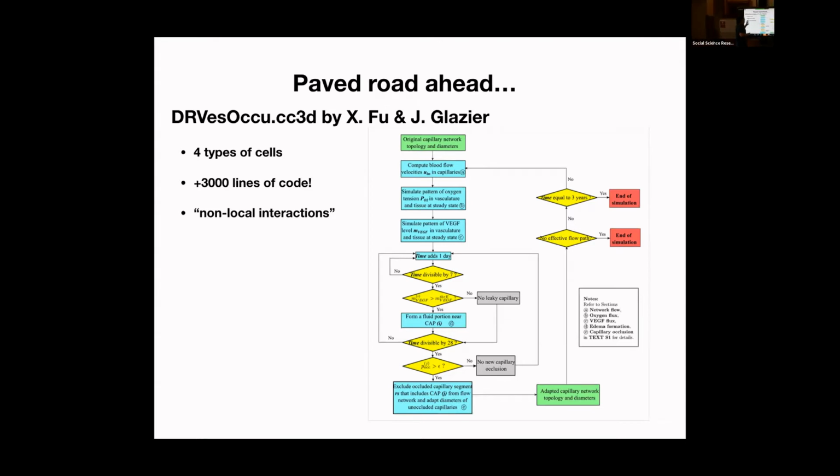But well, this is a workflow of the code, and basically what it does is generate the network, the nodes, the boundary condition. You input that to the code, so you have that in the code. From there, you compute the blood flow, and you go in this direction, simulate the pattern of oxygen tension. You simulate the pattern of VEGF, and then you enter this loop.